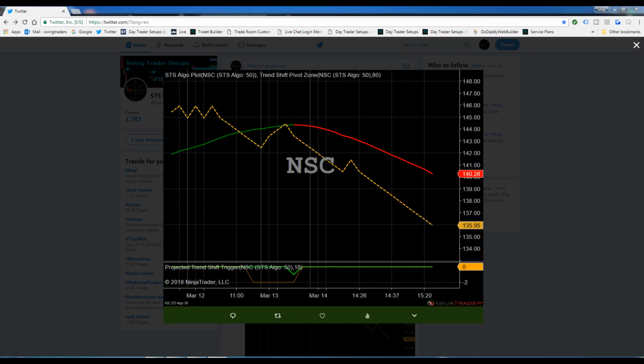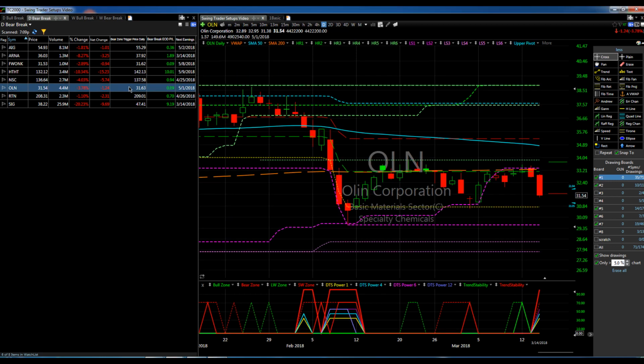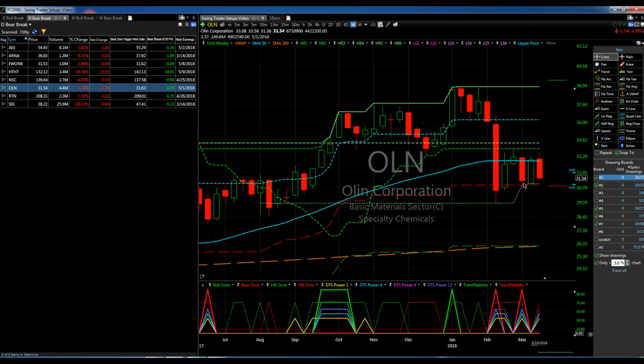OLN, sideways, sideways, sideways, barely breaking into the bear zone here. And getting a little momentum. This is fighting a weekly over here, a bunch of 50-day right here. Chop, chop, chop. Can't get back through this resistance on that weekly.